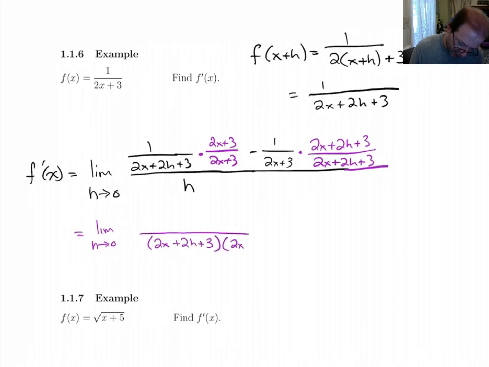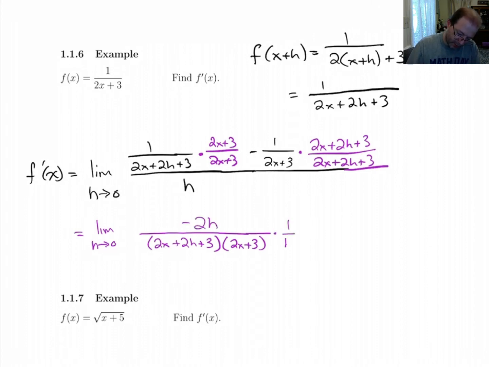times 2x plus 3. And the numerator, I've got 2x plus 3 over here, and I'm subtracting 2x plus 2h plus 3. So if you think about it, all that's left there is the negative 3. Or actually, no, not the negative 3. The 2x and the 2x cancel, the 3 and the 3 cancel. The only thing left is minus 2h.